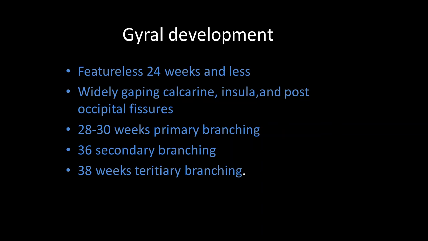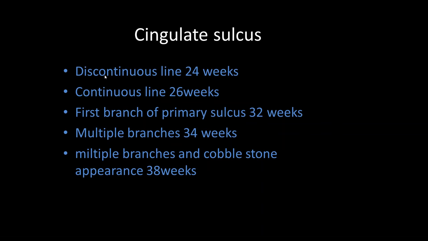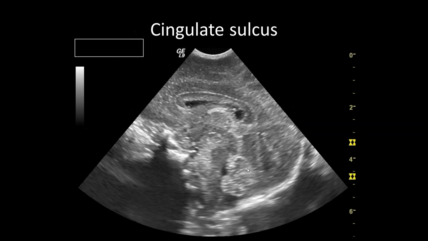So it tends to be featureless at 24 weeks, other than widely gaping calcarine, insular and post-occipital fissures. At 28 to 30 weeks you get primary branching, at 36 weeks secondary branching, and at 38 weeks tertiary branching. I tend to just look at the cingulate sulcus, so it should be discontinuous at 24 weeks, a continuous line at 26 weeks, the first branch of the primary sulcus at 32 weeks, multiple branches at 34 weeks, and then you get this cobblestone appearance at 38 weeks.